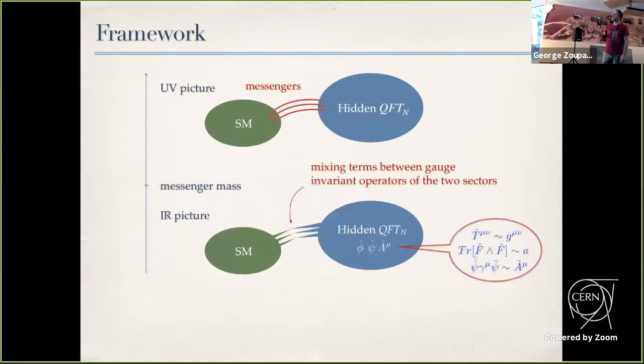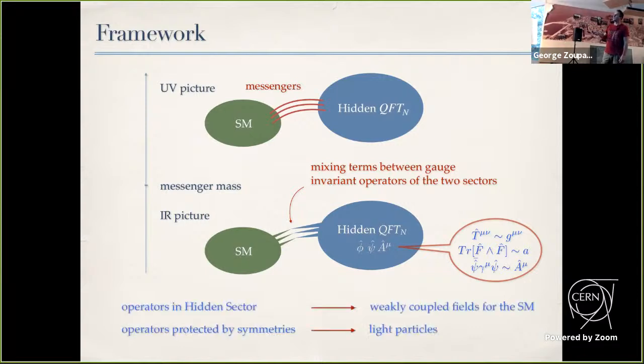So the picture is as follows. In the ultraviolet, this is the situation. But when we go below the messenger scale, the messenger mass, then we have to integrate out messengers. And what happens is that all gauge invariant operators of the hidden sector can couple to all gauge invariant operators of the standard model. Operators of the hidden sector, as I mentioned before, which are protected by symmetries, will remain light, and they are interesting for phenomenology.